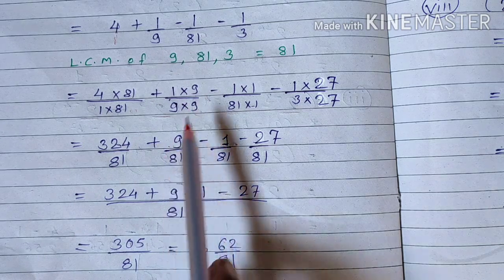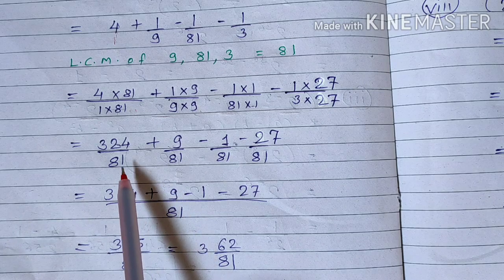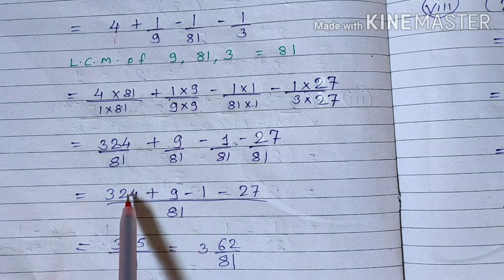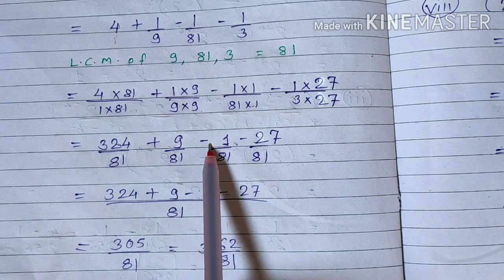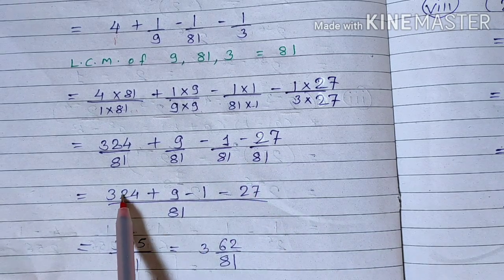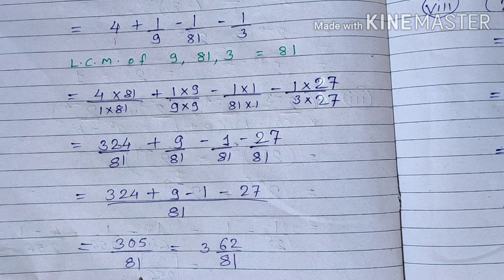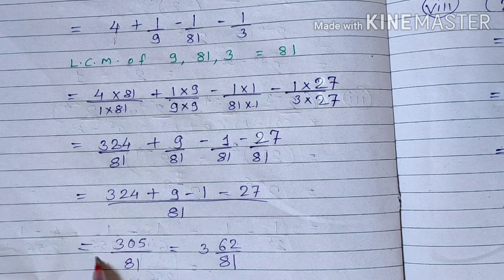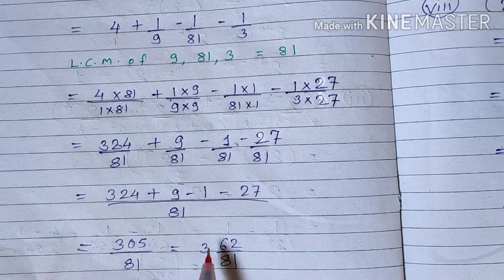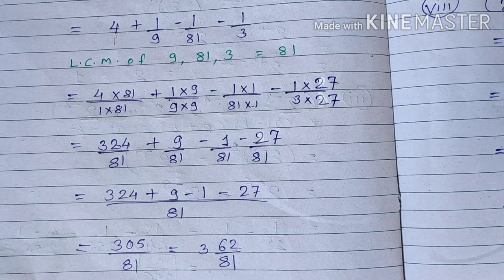So when we make a multiplication of this, 4 into 81 gives us 324 upon 81. 1 into 9 is 9 upon 81. 1 upon 27 upon 81. So 324 plus 9 minus 1 minus 27 upon 81. So when we calculate our numerator, we are getting 305 upon 81. Or we can also convert it into mixed fraction like 3 integer 62 upon 81. Got it?